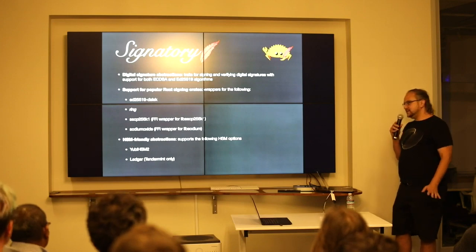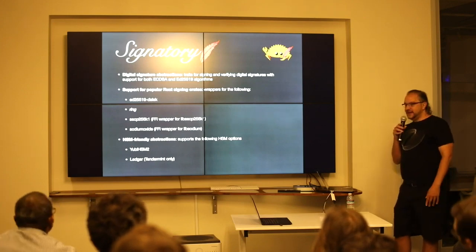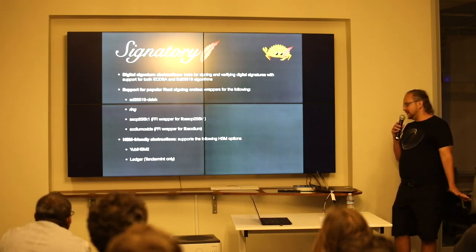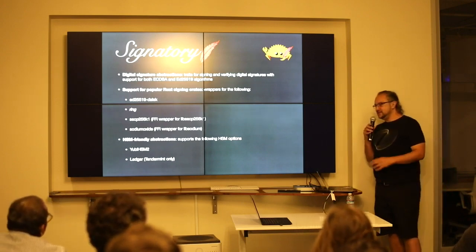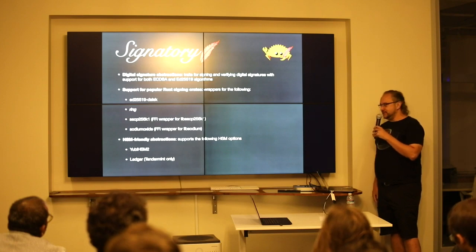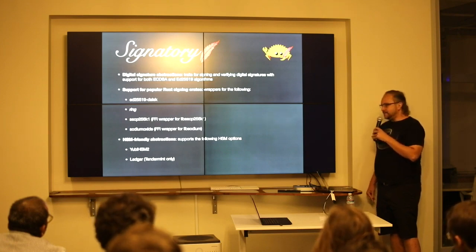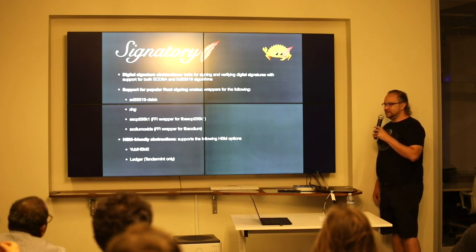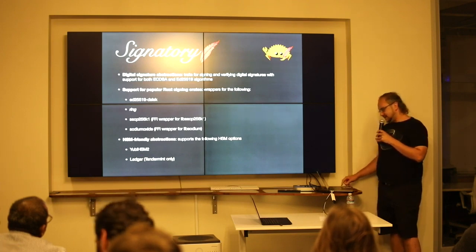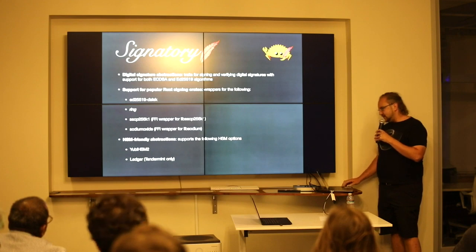So right now there are two HSMs supported: YubiHSMs, which I'll talk about next, and then Ledgers, but unfortunately our Ledger support is only for Tendermint right now. We do plan on adding more HSM backends. We would love to support Keychain services on Macs, so you can do Touch ID and that kind of thing.